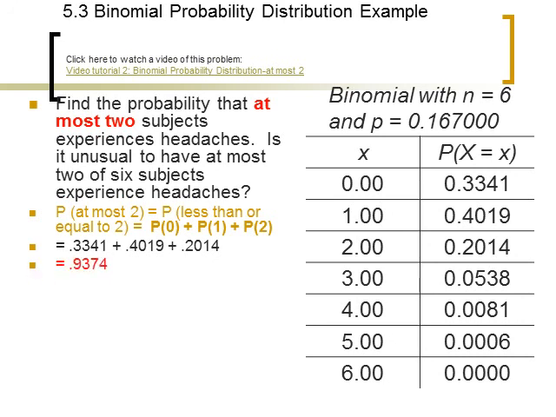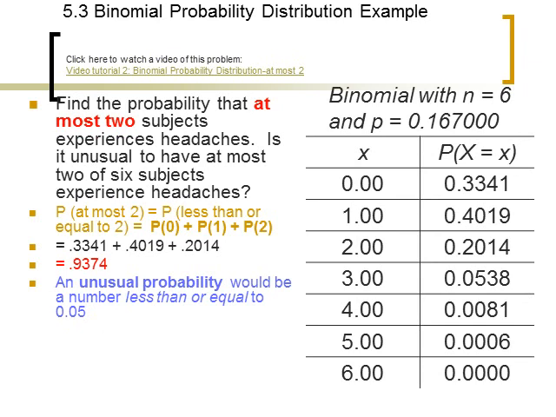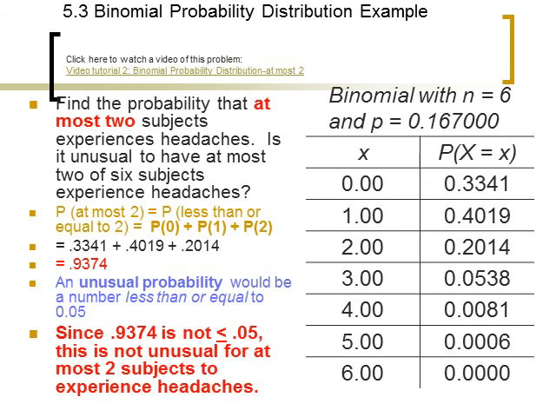The sum is 0.9374. So there's about a 93.74% chance of getting at most 2 of 6 subjects experiencing headaches. An unusual probability is a number less than or equal to 0.05 or 5%. Since 0.9374 is not smaller than 5%, it's not unusual for at most 2 subjects to experience headaches.